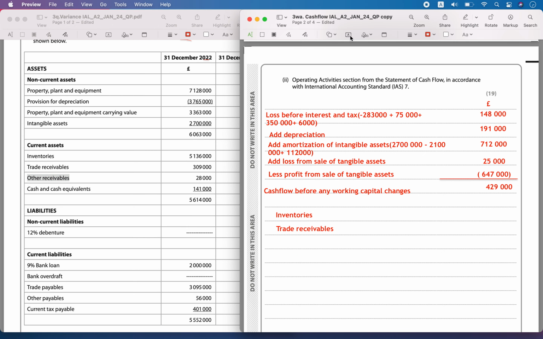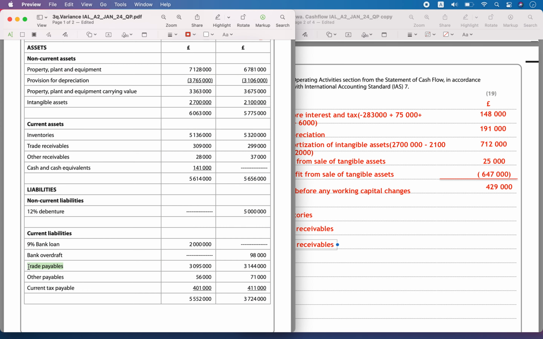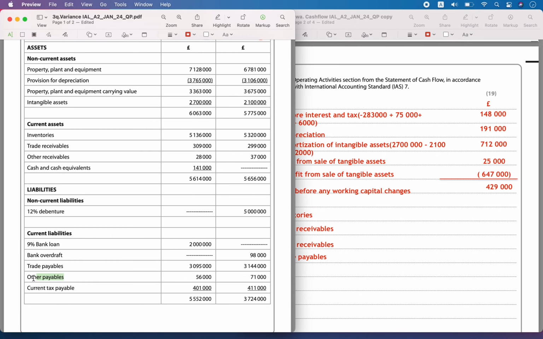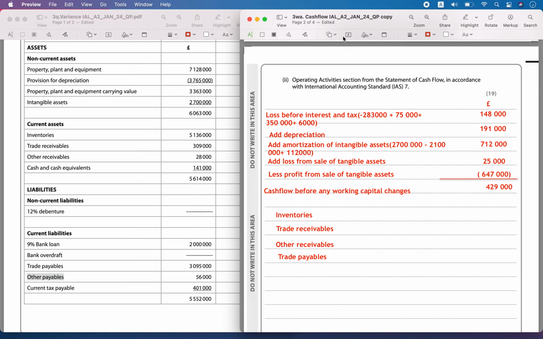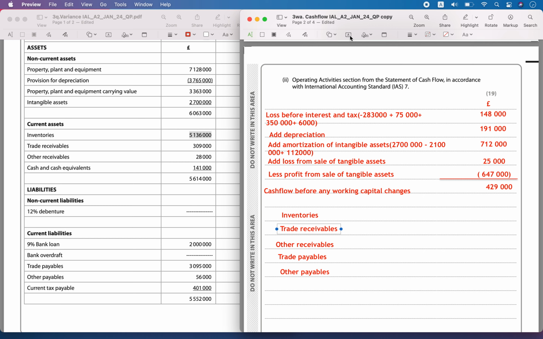And then you have the other receivables. And then liabilities: you have the current liabilities, you have trade payables, which come under working capital. So trade payables and other payables. Only these two are related to operations, so we are including only these. Now the way this works is, you will find the difference between the opening and the closing and try to understand whether a cash inflow or outflow has happened in the business.